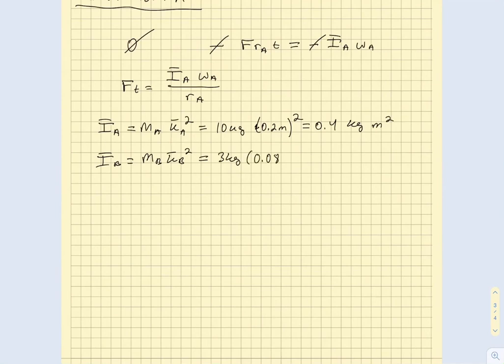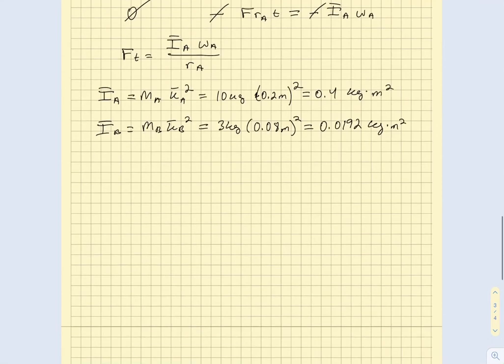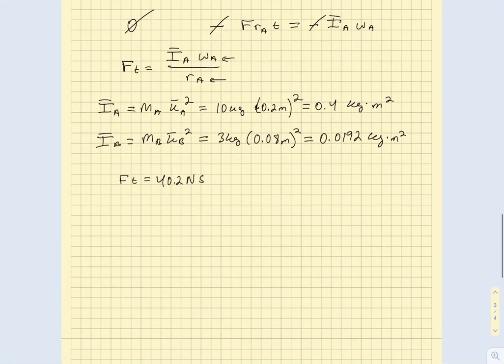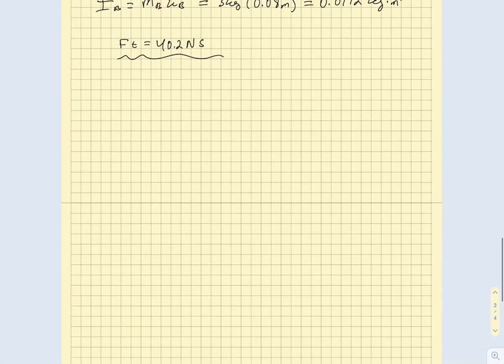Quantity squared, that means that should become equal to 0.4 kilogram meters squared. And then for our mass of B, k bar B quantity squared, that's equal to 3 kilograms, 0.08 meters squared. That will give 0.0192 kilogram meters squared. So we have our I bar A and I bar B.